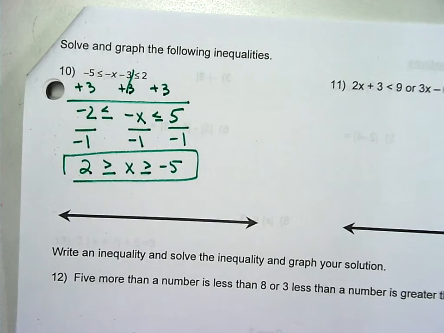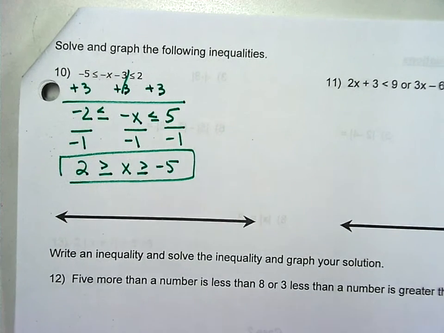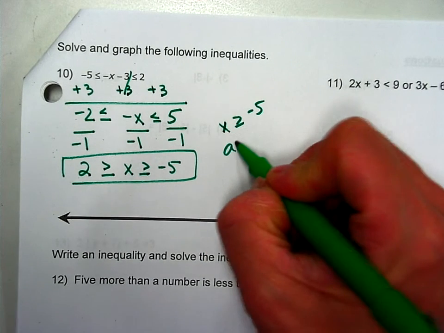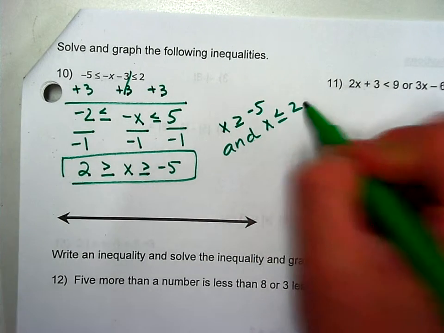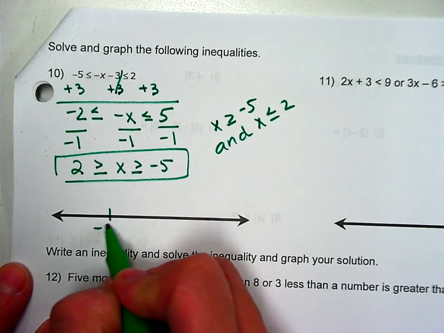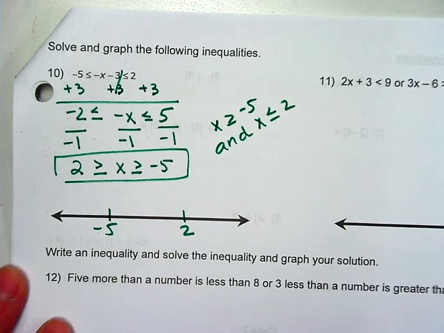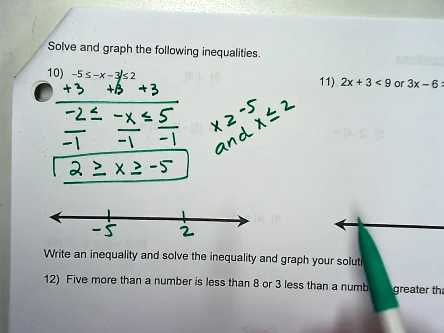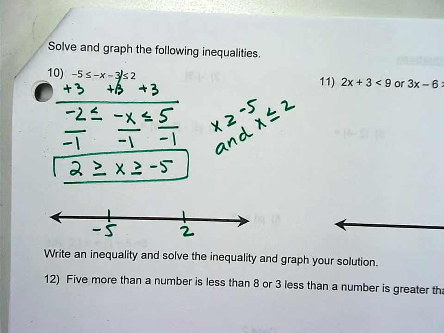So x is in the middle, so this is an and statement. Again, if you want to rewrite this like this, that would be fine. This is really x is greater than or equal to negative 5, and x is less than or equal to 2. So here's negative 5, here's 2. This is an and problem, so I'm going to go ahead and do the work on the top and put my final answer on the number line.